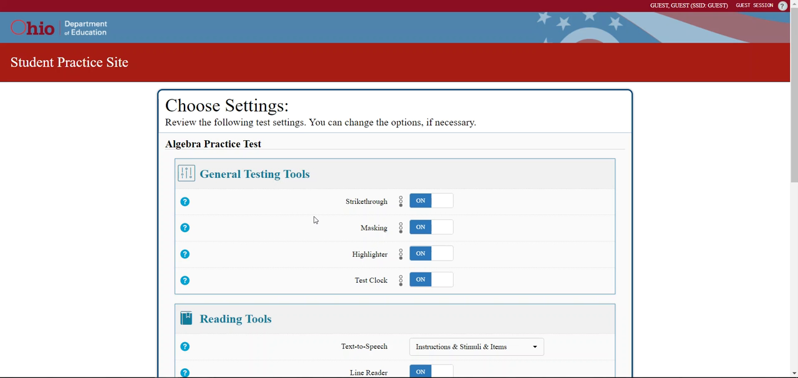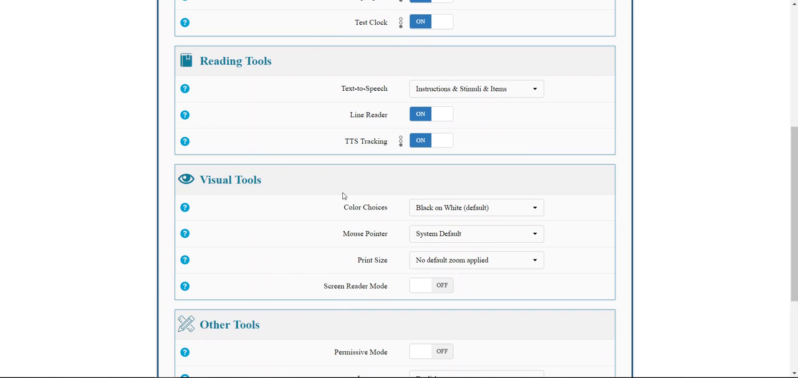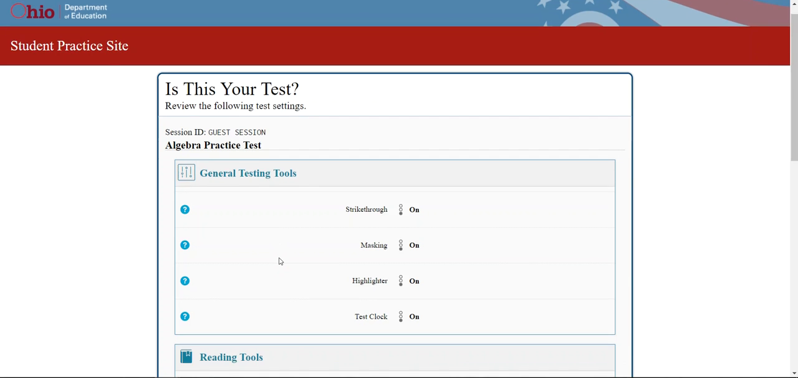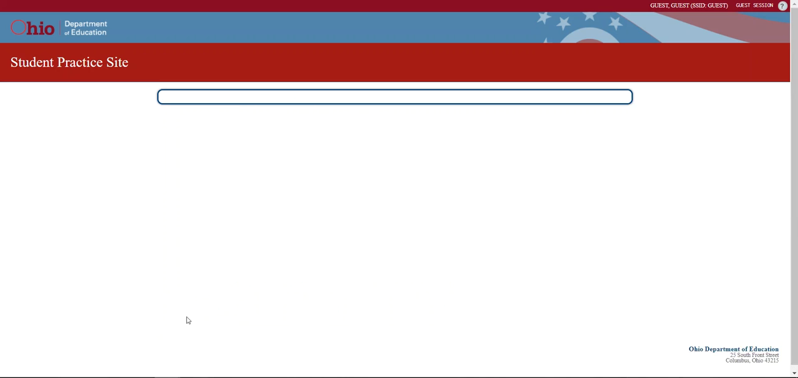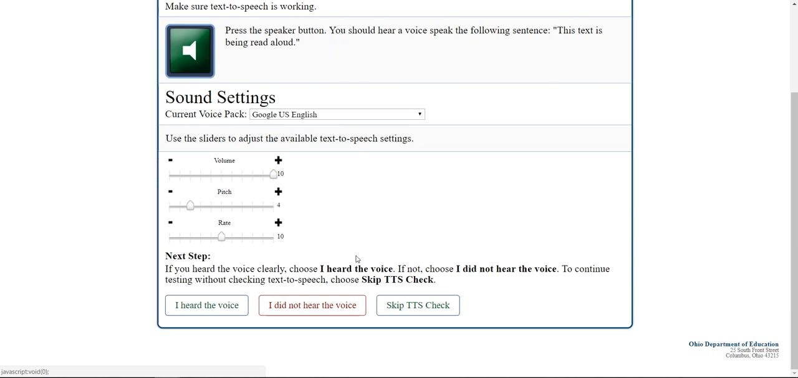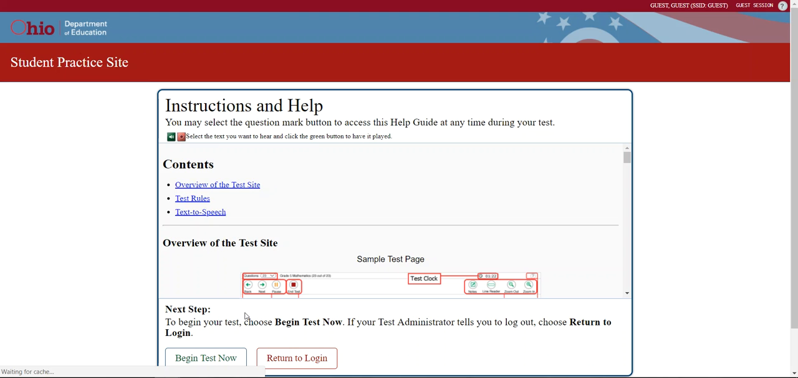Now I'm just going to scroll through the settings relatively quickly. Text to speech is on. Text to speech tracking is on. I like those options. But I'm scrolling through here quickly because we went through it already on the English test. I like the pitch down here about 4. This text is being read aloud. Okay.